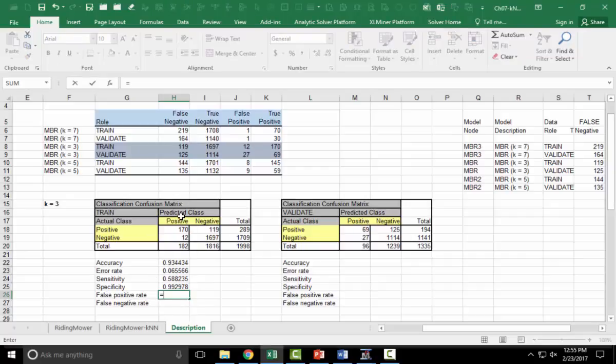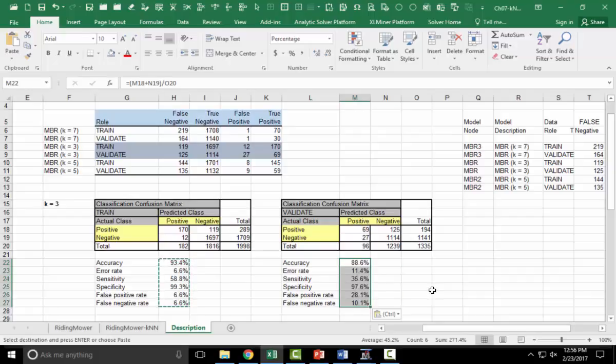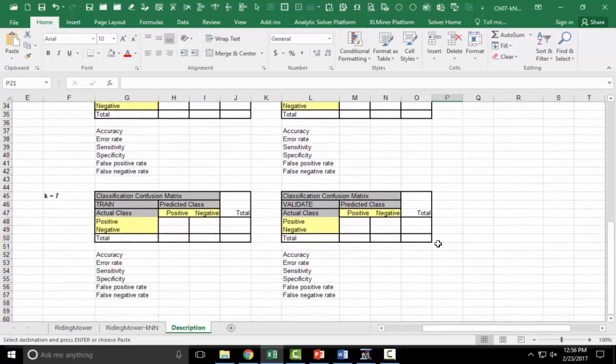And the rates are for predicted. So false positive rate will be, among all the positives predicted, how many are not positive. So that divided by that. And the same thing for negative: of all the negative predictions, how many are positive? So copy these here, and now we have the information for k equal to 3. And you do the same thing for k equal to 5 and k equal to 7.